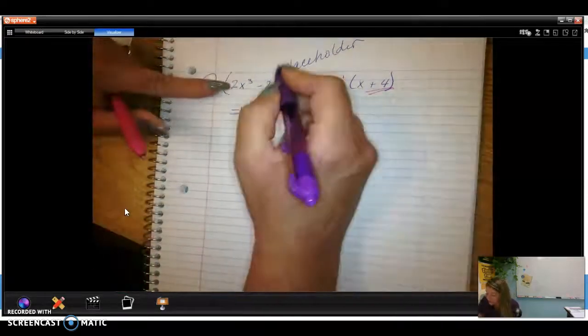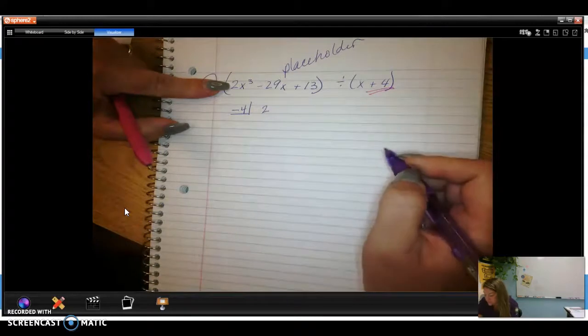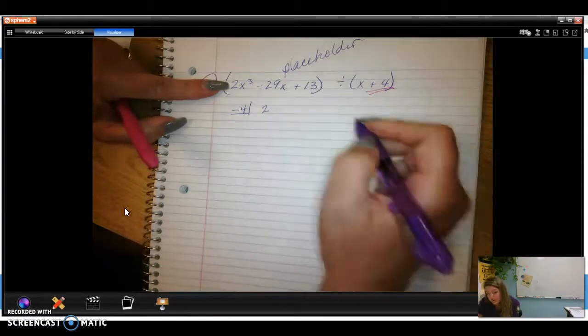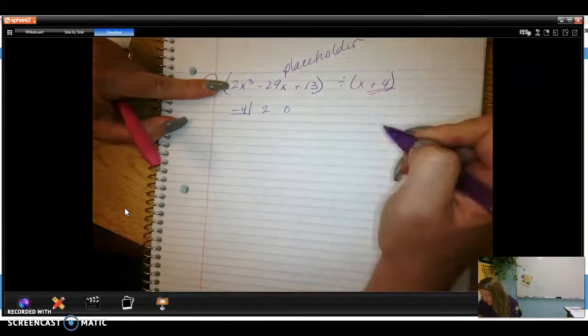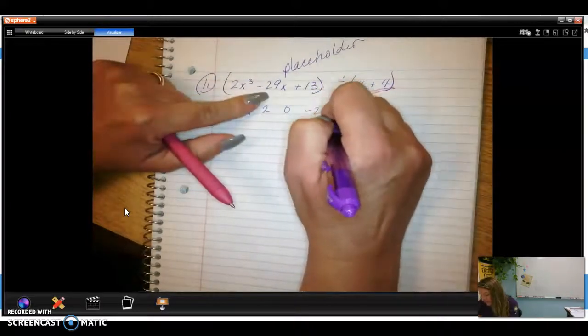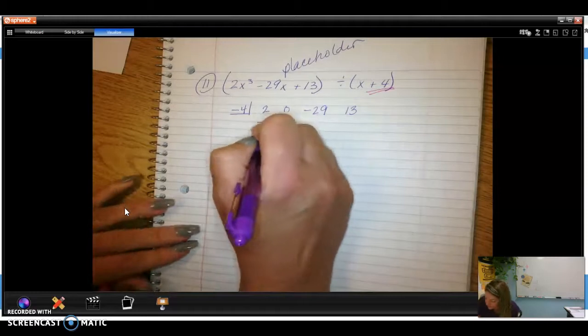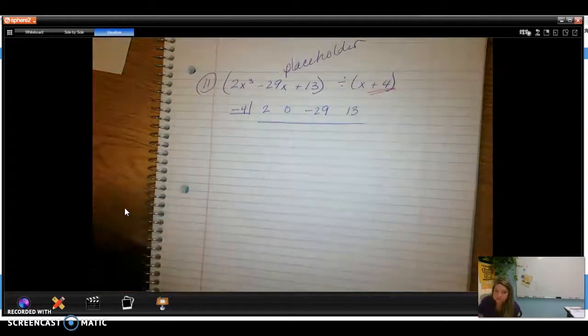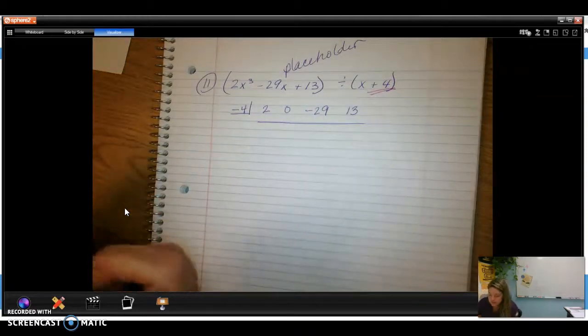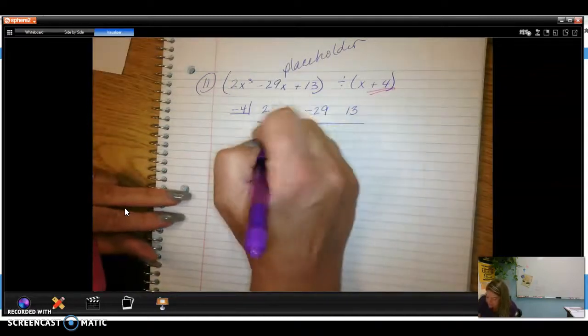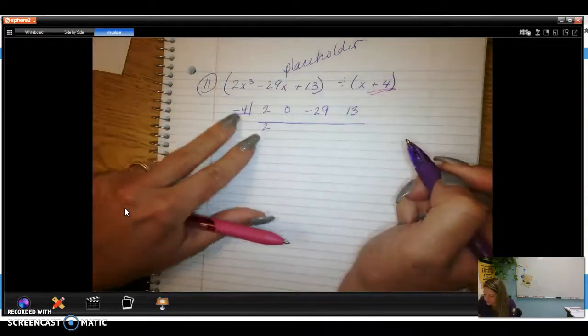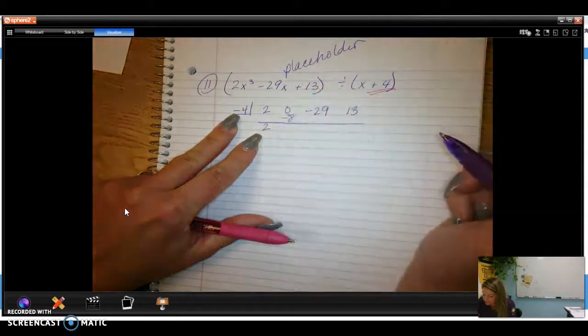So I have an x cubed, which is 2. My x squared coefficient is 0. My x coefficient is -29. And then my constant term is +13. Skip a line, draw a line. And then here we go. Bring my number straight down. So 2. I'm going to multiply to get a -8.